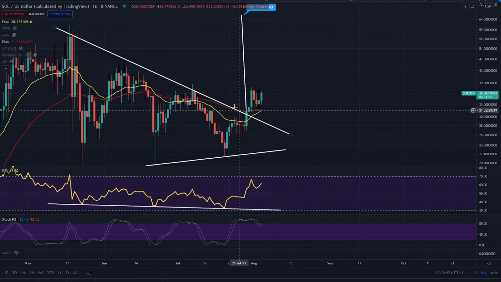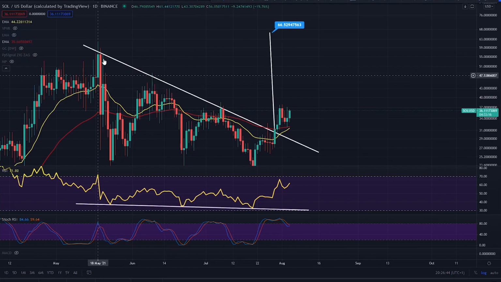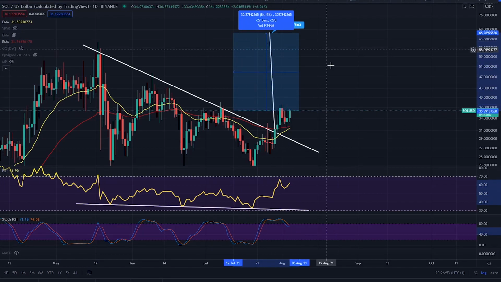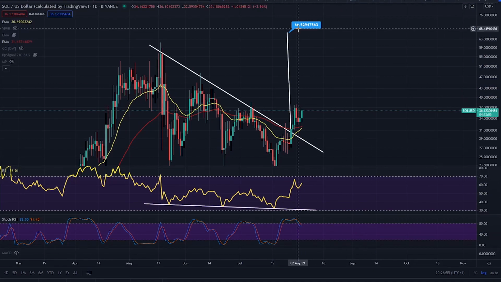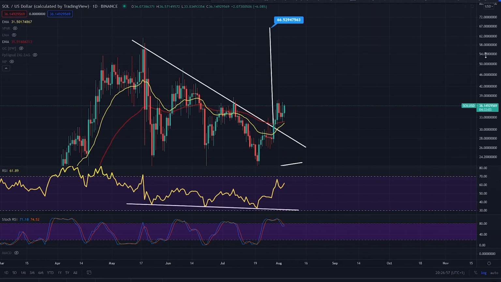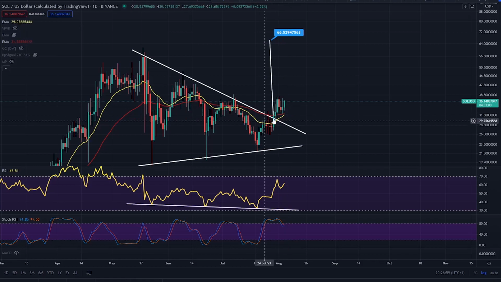You've broken out of a key level of resistance just there, this trend line. You see this? When you break out of these horizontals, you have a continuation pattern, and this is where you could see the potential upside for SOL. So from here right now, you could be looking at a further 84% upside for SOL, bringing you up to $66.52, which would be lovely, providing you can hold support.